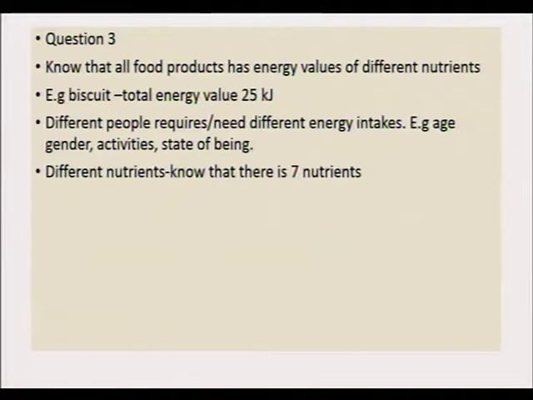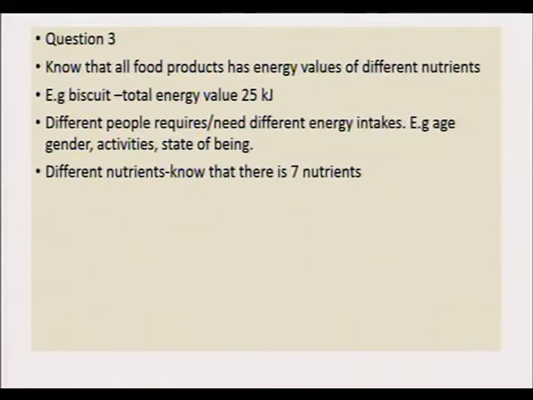Let's look at question 3. Question 3 here deals with energy values of different nutrients. So you have to know that all food products have energy values of different nutrients. For example, if you give an example of a biscuit, the total energy value will be 25 kilojoule. So here we are saying that different people require or need different energy intakes. For example, you can classify them according to their age, their gender, activities, and state of being.